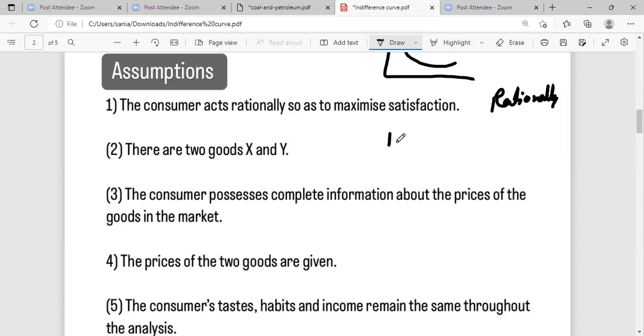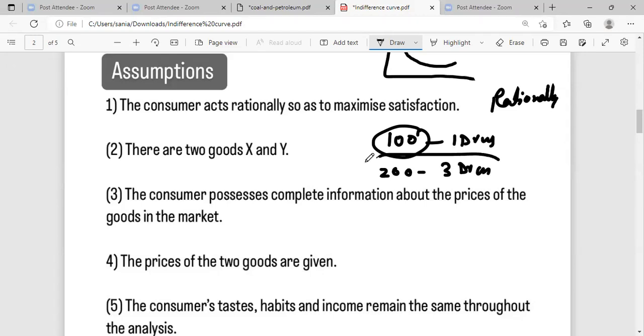Irrationally means, for example, for 100 rupees you are getting one dress, okay, and for 200 rupees you are getting three dresses. So which one you will purchase? You will purchase this one, right? So this is a rational decision, okay? You will not say, no ma'am, I want only one dress, so I will purchase this. You have to be rational.